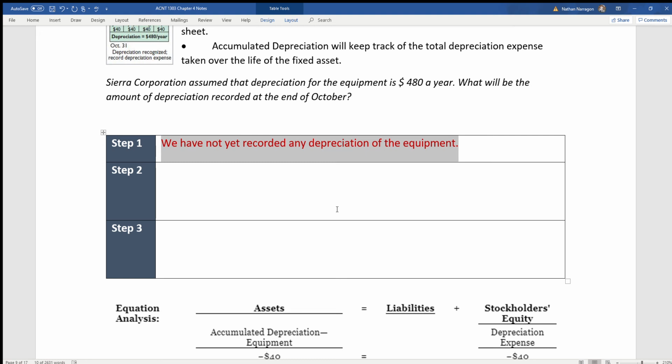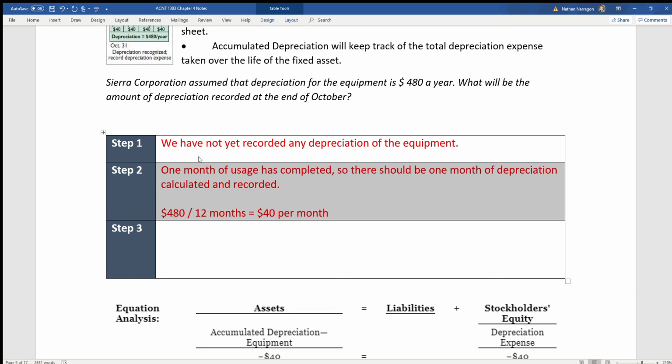So step 2, we need to figure out what the balance actually should be. And for this one, it already tells us $480 for a year is depreciation. So just like we did before, we're going to take that $480 and divide it by the time, 12 months. And again, we're only recording for October, which is 1 month. So that means only $40 got used.